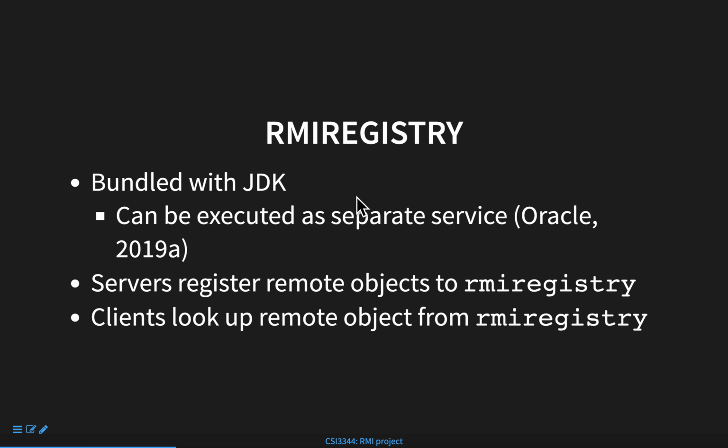All right, next, the next component of Java RMI is the RMI registry. It's bundled with the JDK, and you can spin it up within your own class, but it also comes with its own binary, and you can execute it as a separate service in its own thread. So you need the RMI registry. Servers register their remote objects to the RMI registry, and then clients look up references of those remote objects from the RMI registry.